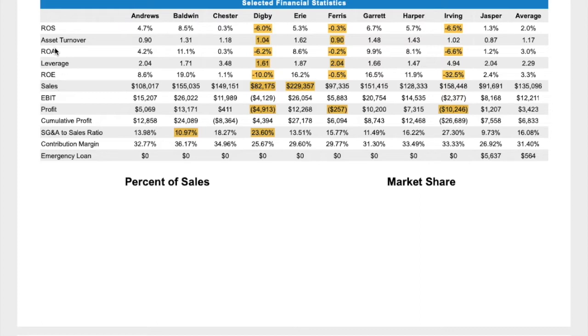ROA is return on assets. It measures how profit is related to the assets that you have. And ROE is return on equity. It indicates how well a company uses investment to generate growth. If your ROS, ROA, and ROE are all negative, then you really need to look into whether you fully utilize the resources you created for the company.